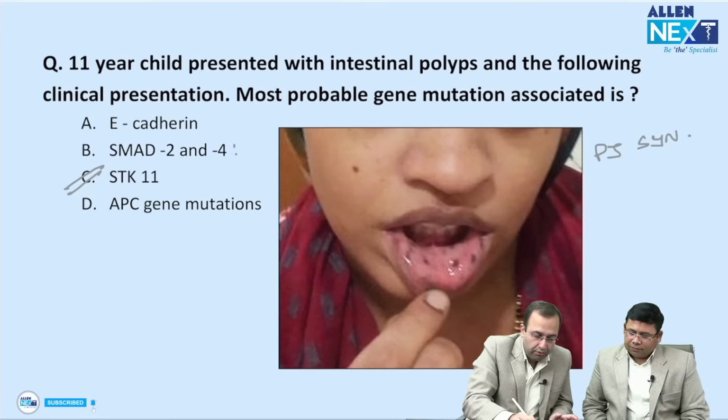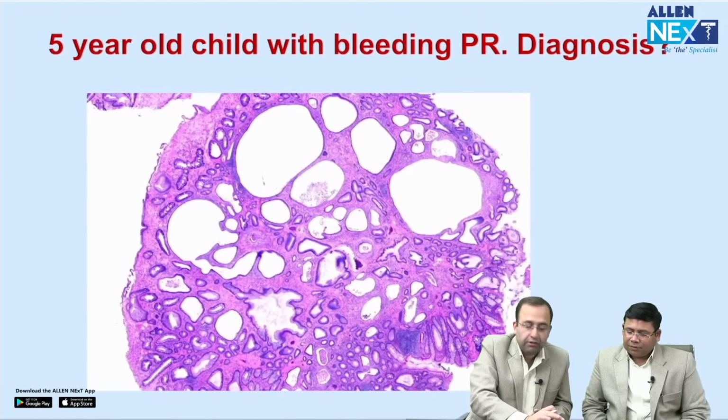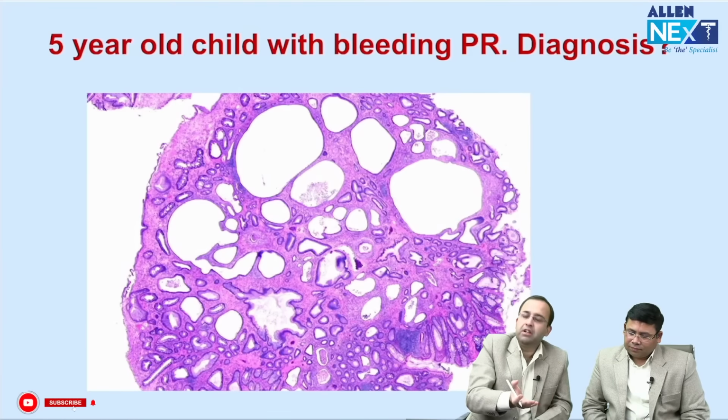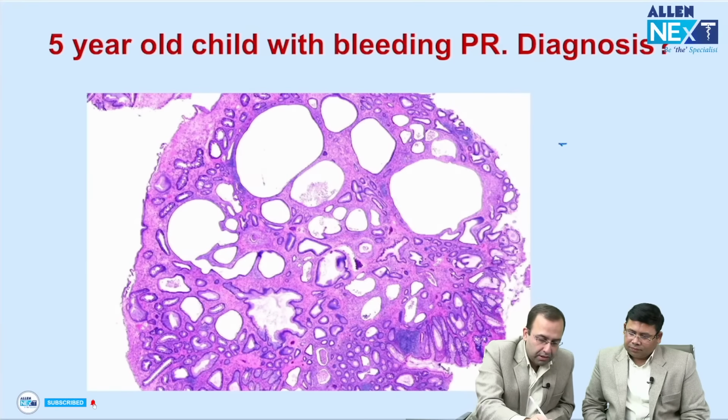This is juvenile polyposis syndrome, and I guess I have the question with me. This was last year's NEET PG question: a 5-year child with bleeding per rectum. Diagnosis, juvenile polyposis syndrome.